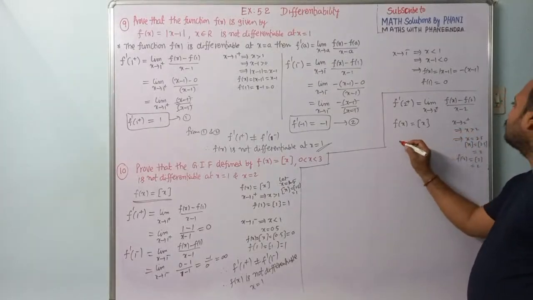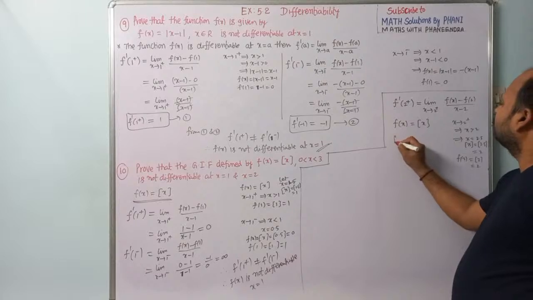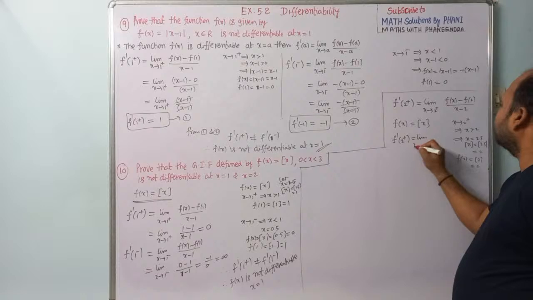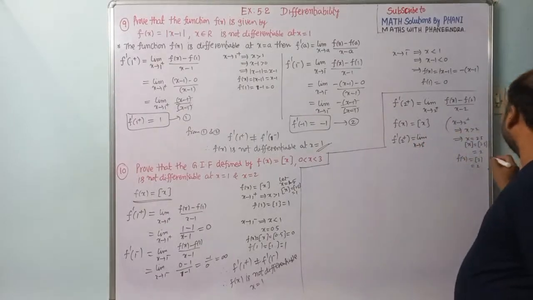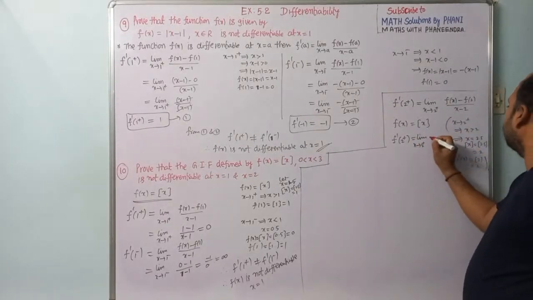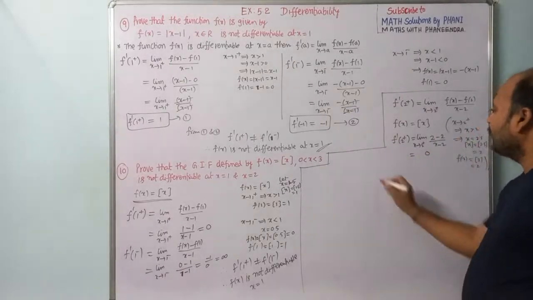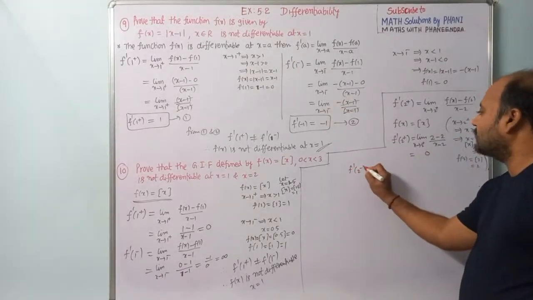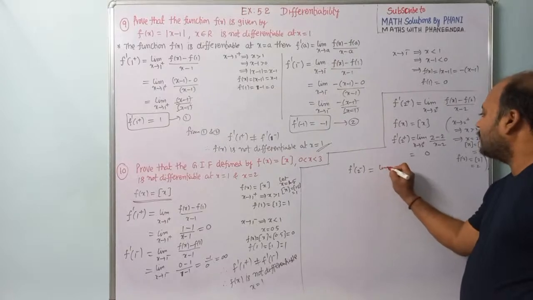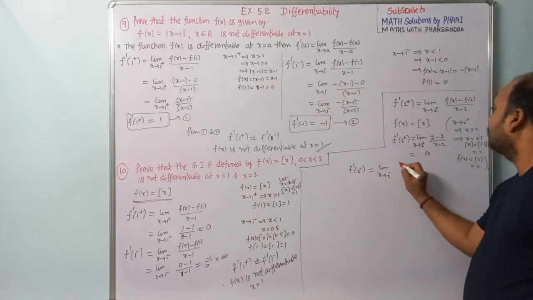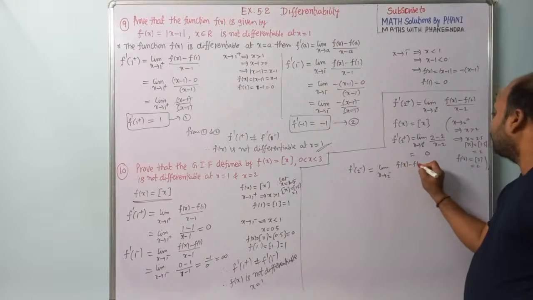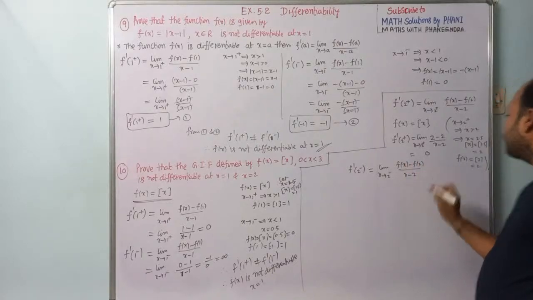Now, f dash of 2 plus, limit x tends to 2 plus, this information is very important. f of x value we got as 2 minus f of 2 also 2, divided by x minus 2. So 0 by anything is 0, it comes as 0. Next, f dash of 2 minus is limit x tends to 2 minus, f of x minus f of 2 divided by x minus 2.